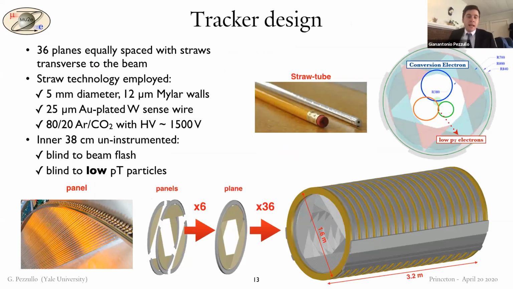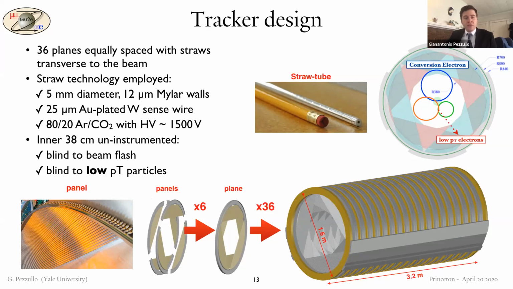So here in this slide, you can see the tracker design that we came up with. It's a very long tracker. It's about 3.2 meters in length, and it's made out of 36 equally spaced tracking planes, which are made of 6 panels. And a single panel is essentially shown here by this picture on the bottom left. It's made out of 96 staggered straw tubes, and each straw tube has a variable length from 20 centimeters up to about 1.2 meters, and it's filled with a gas mixture of argon CO2.